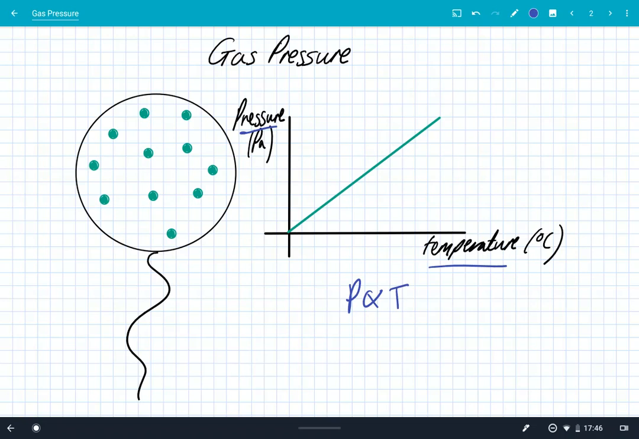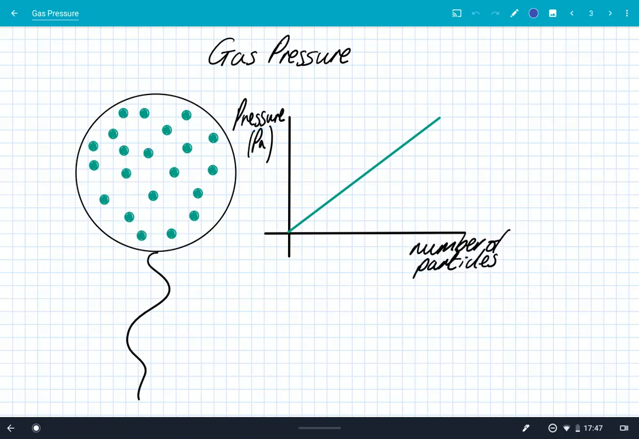And that's because at low temperatures, the particles are moving very slowly. They're moving all randomly in all different directions. But then as you start to heat this gas up, these particles move faster. They gain more kinetic energy. And because they have more kinetic energy, they collide with the walls of the container more often, and they collide with more force. So because there's more collisions of the particles with the walls of the container, the pressure increases. So as you heat a gas up, the pressure will increase.